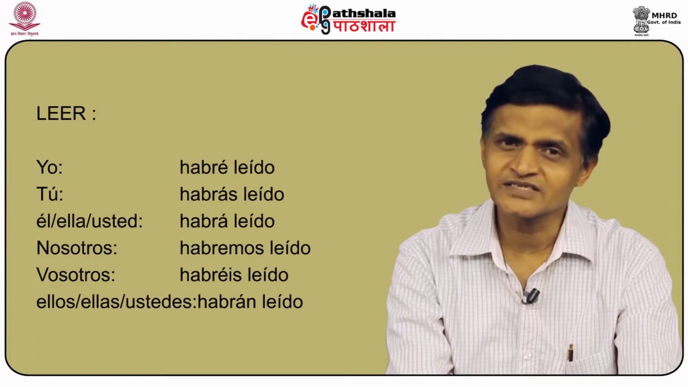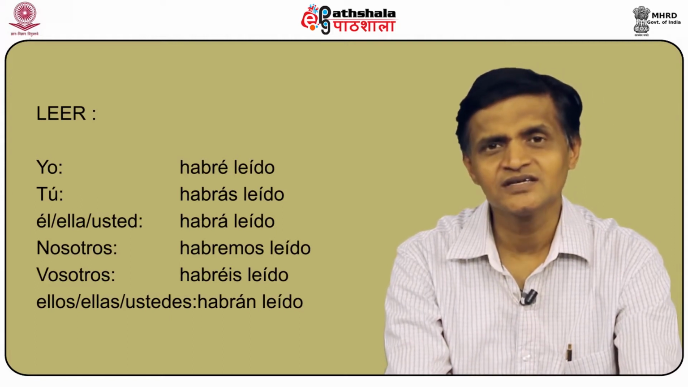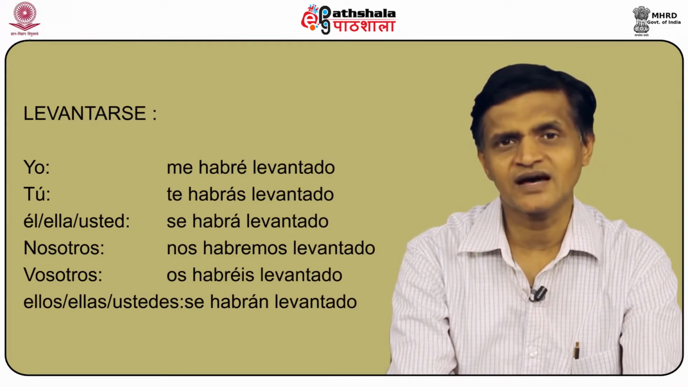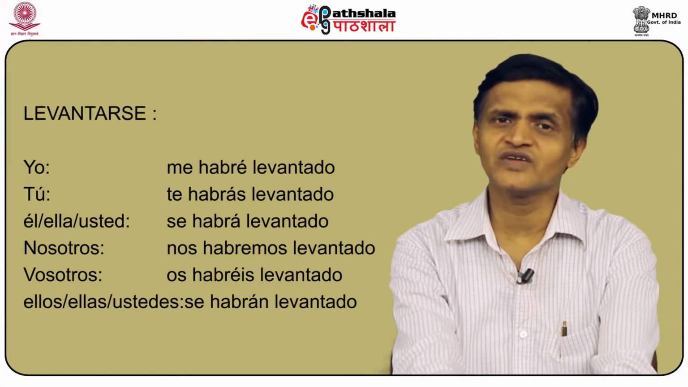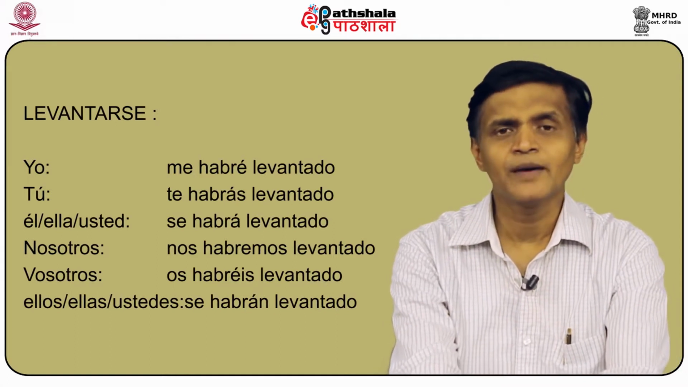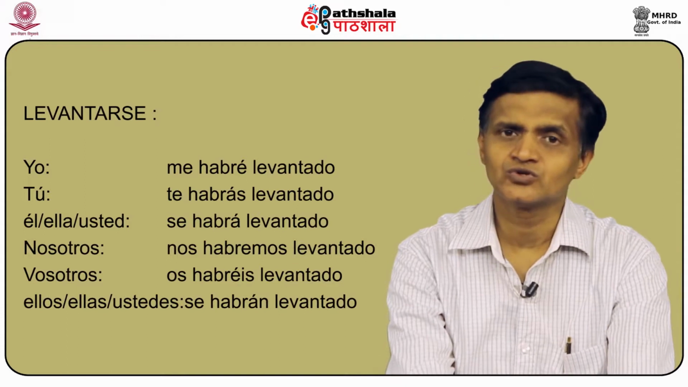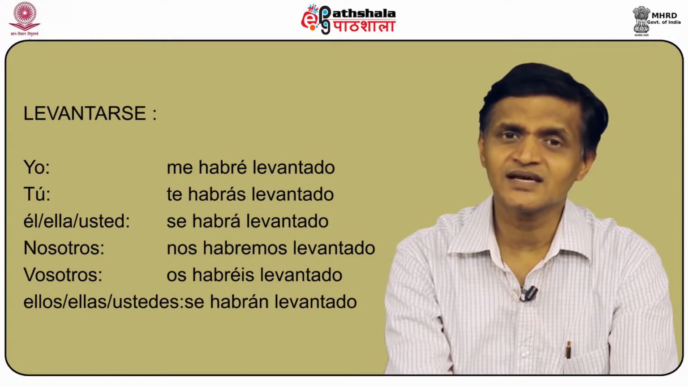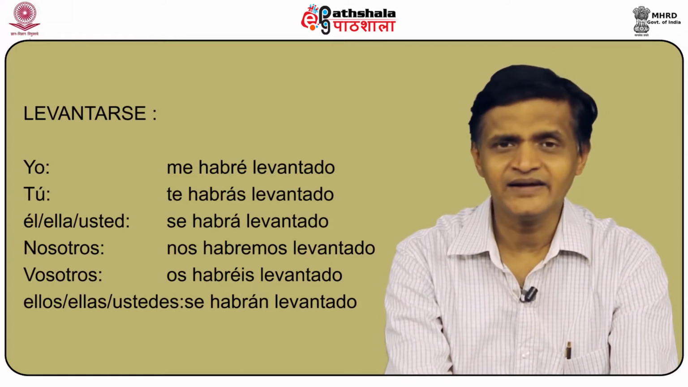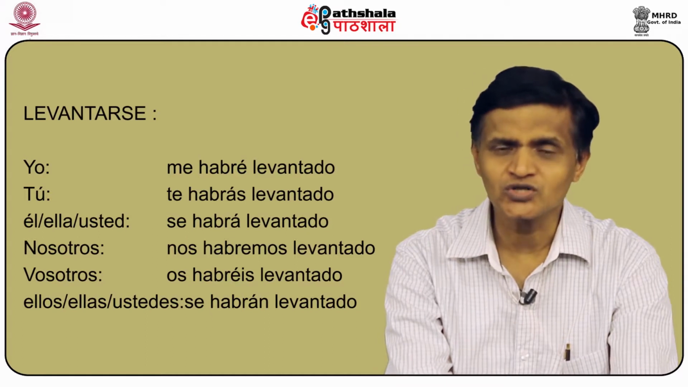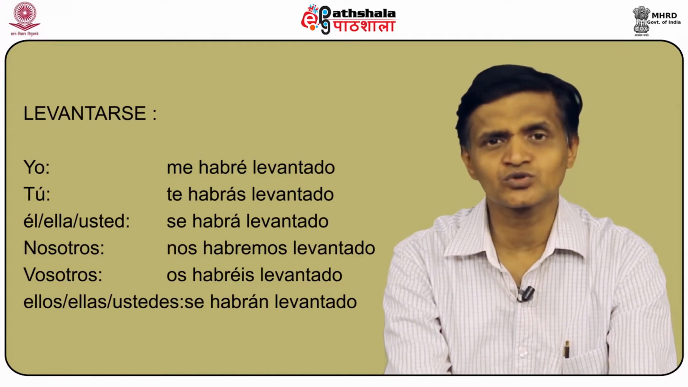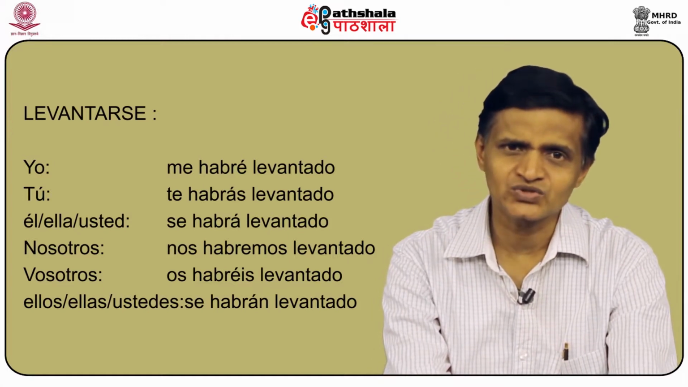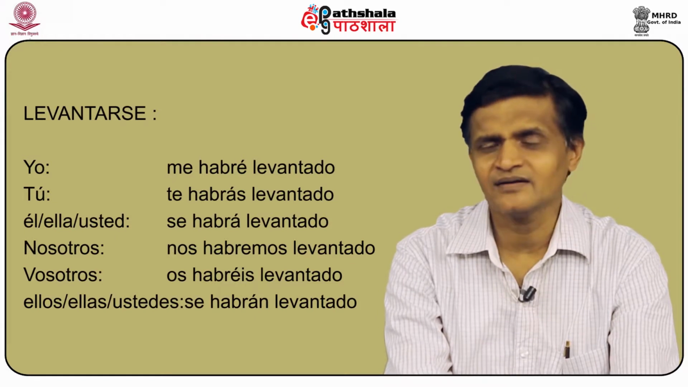Let us pick up a reflexive verb and see how this is conjugated in this tense. We've already done a few before. Let us do levantarse now. So the conjugation of levantarse is yo me habré levantado, tú te habrás levantado, él, ella, usted se habrá levantado, and in the plural, nosotros nos habremos levantado, vosotros os habréis levantado, and ellos, ellas, ustedes se habrán levantado.